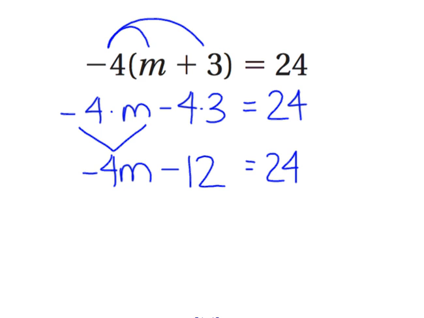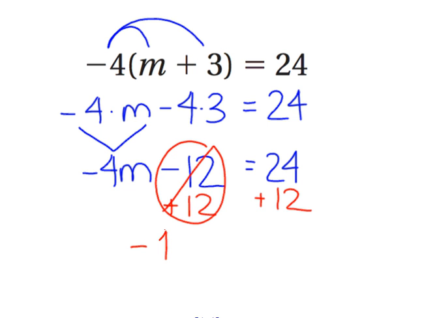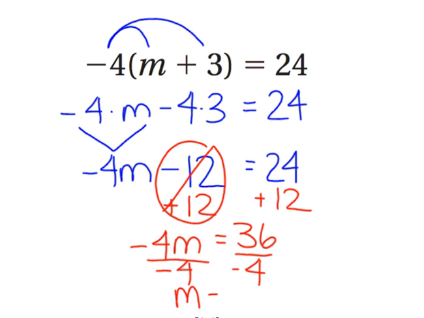Okay, just like always, we're going to cancel out the constant term first. So I'm going to add 12 to each side. So this is my 0 pair. Negative 4m equals 36. And now divide by negative 4 on each side to get m equals negative 9.